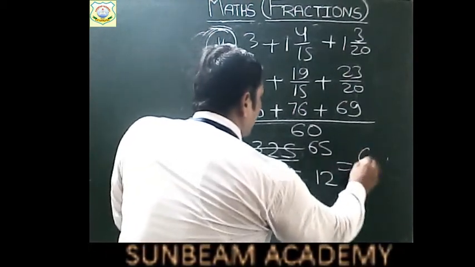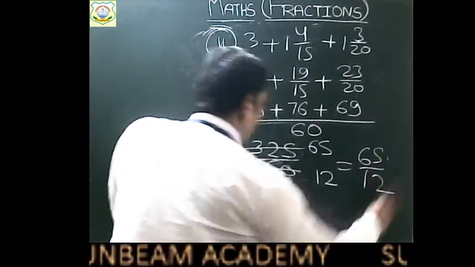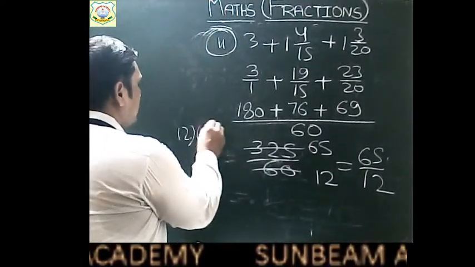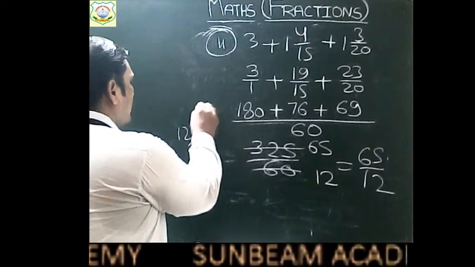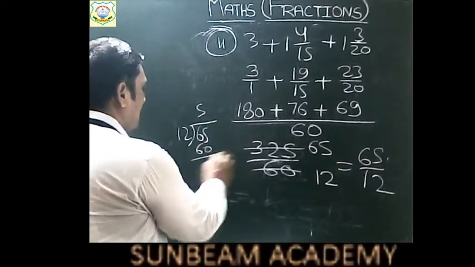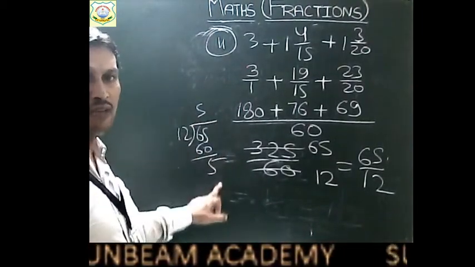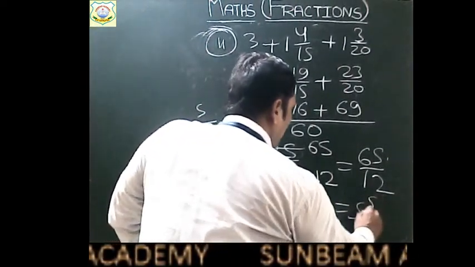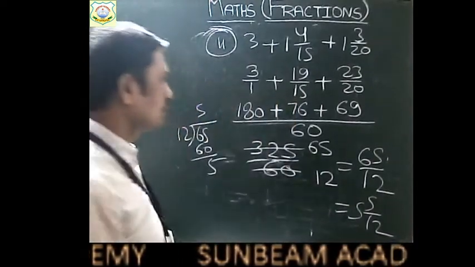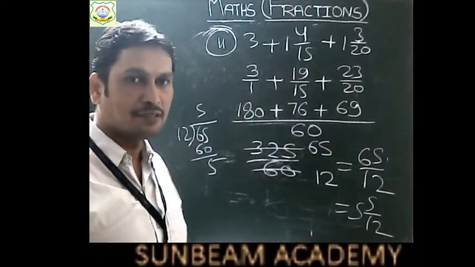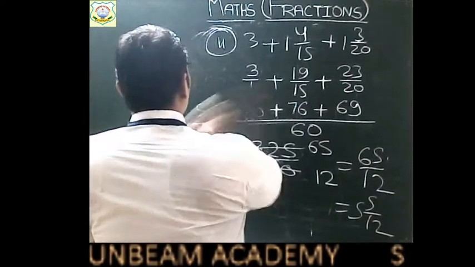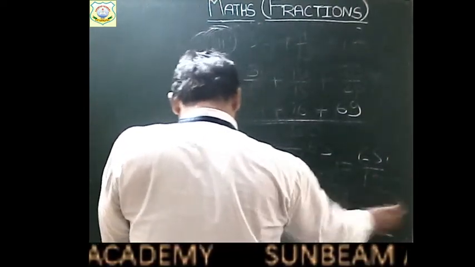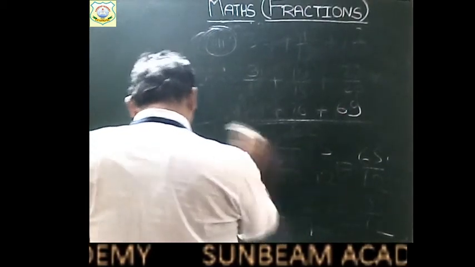So what do we get, children? 65 by 12. Okay. And divide 65 by 12. We get what, children? 12 fives are 60. 5 is left. So 5 whole 5 by 12. Okay. So the answer will be 5 whole 5 by 12. This is the answer. Okay. In this way, children, you can solve the other questions. Solve question number 12 by yourself.